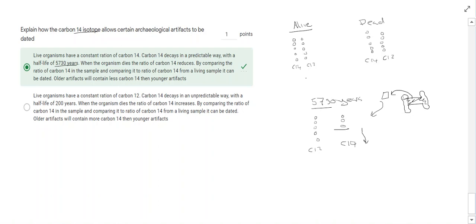So this is, in a nutshell, the process of carbon 14 dating. By comparing the ratio of carbon 14 in the sample to the ratio of carbon 14 from a living sample, it can be dated. Older artifacts will contain less carbon 14 than younger artifacts. So that's just a very quick and very high level explanation of how carbon 14 dating actually works. So hopefully that makes sense.